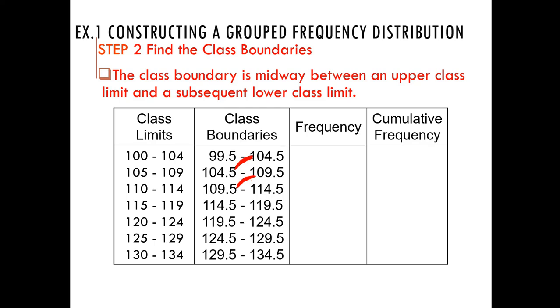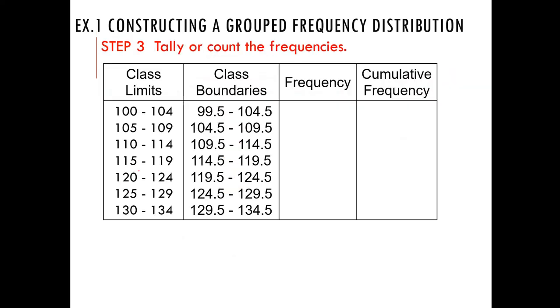Okay, so that's how we found all the class boundaries. Now comes probably the hardest part, and I say hardest because it's so easy when we have a big data set to mess up or make a mistake on tallying the numbers: the frequency. We have to count how many data points fell between 100 and 104, how many fell between 105 and 109. We have to tally all that up. That's our step number 3.